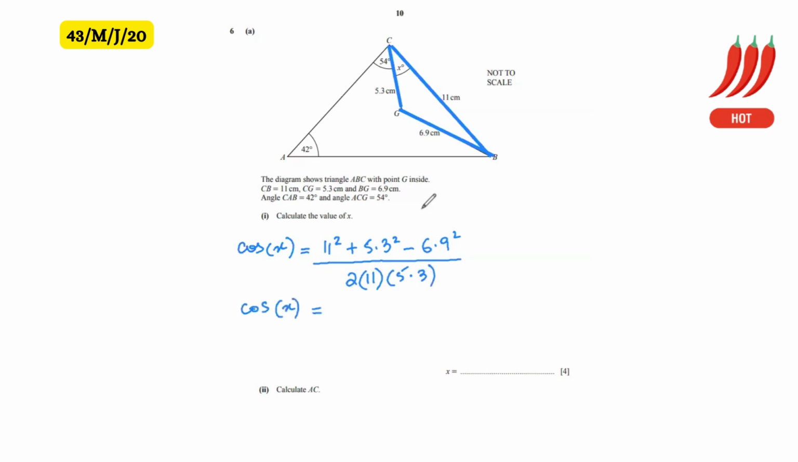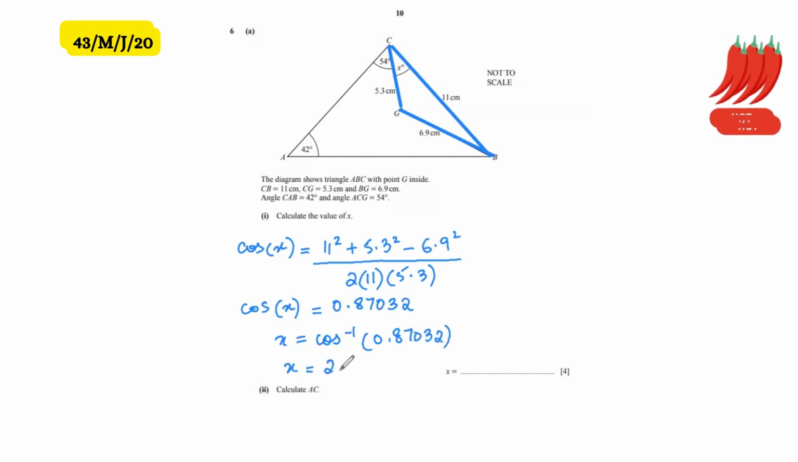When you solve this fraction, what we get is 0.87032. So x is going to be cos inverse of this, and that's going to give us 29.5 degrees. That is your value of angle x. Then it says calculate AC.